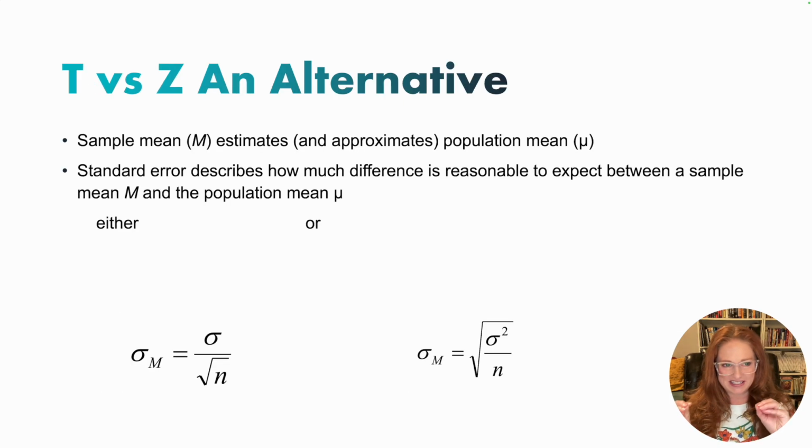Okay, so t versus z is just an alternative, right? We hit z-testing quite a bit in our last few lectures. We take the sample mean, the estimate, which approximates the population mean. And again, this idea of standard error describes how much difference is reasonable to expect when we take a sample mean and try to infer back to that population mean.